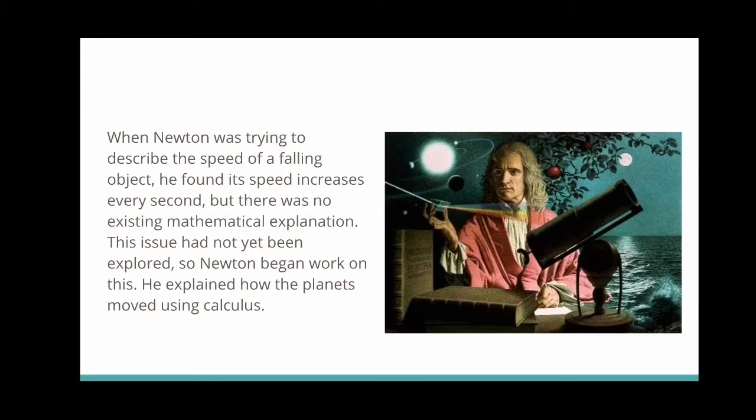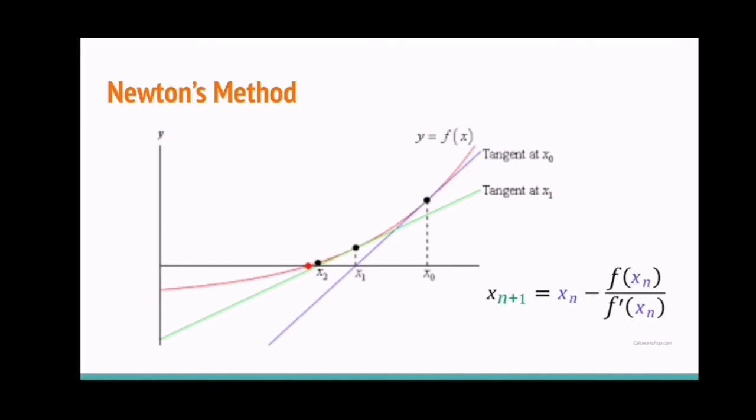When Newton was trying to describe the speed of a falling object, he found that speed increases every second, but there was no existing mathematical explanation for it. This issue had not yet been explored, so Newton began to work on it. He explained how the planets moved using calculus. Newton also developed his own method.